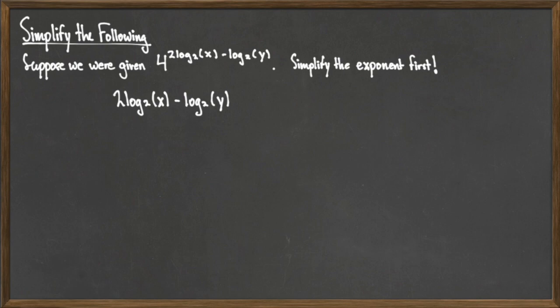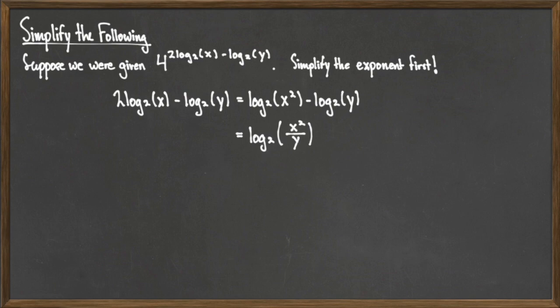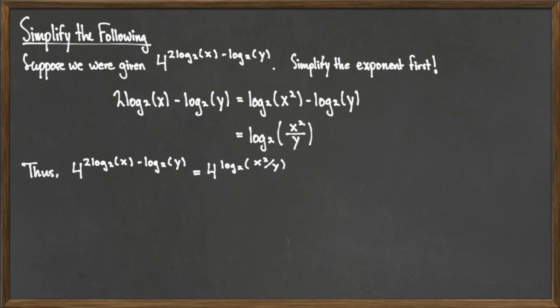We have 2 times log base 2 of x minus log base 2 of y. We're going to compress this into a single term. So first we'll use the power rule, and then the quotient rule to get log base 2 of x squared divided by y. So now that it's compressed, I can go back to the original expression and replace that power of 4 with log base 2 of x squared divided by y. This at least gives me less to look at, which is ultimately the nice thing.